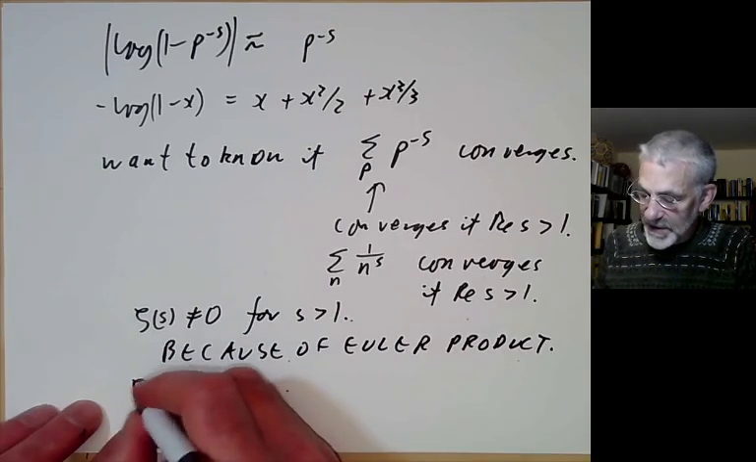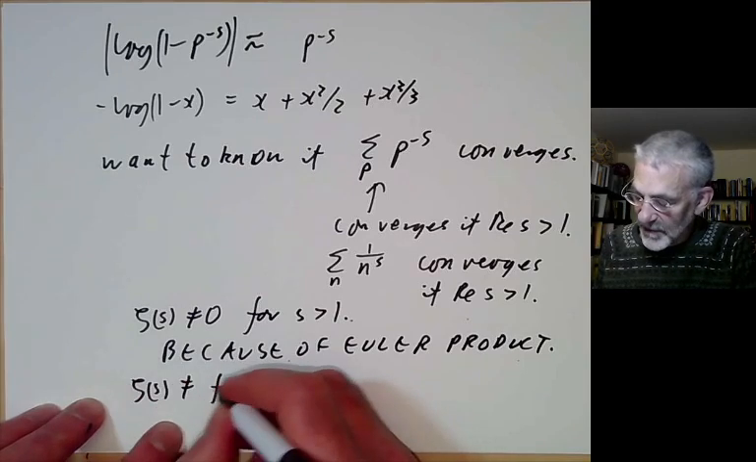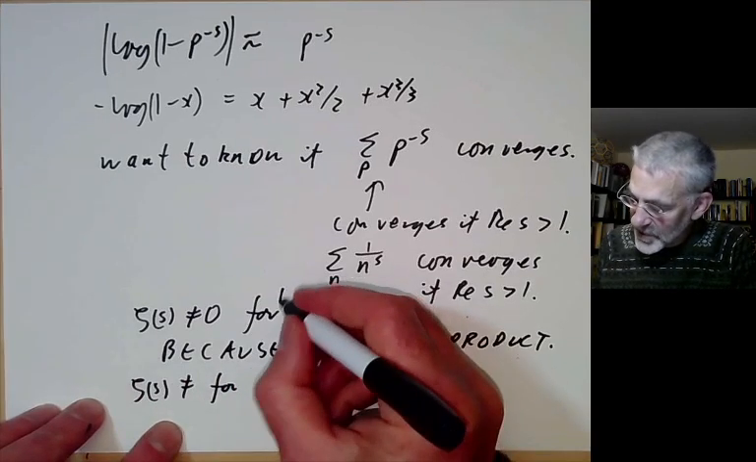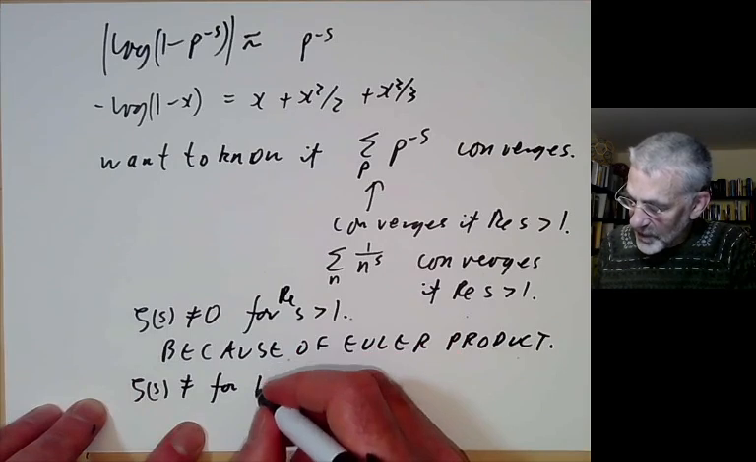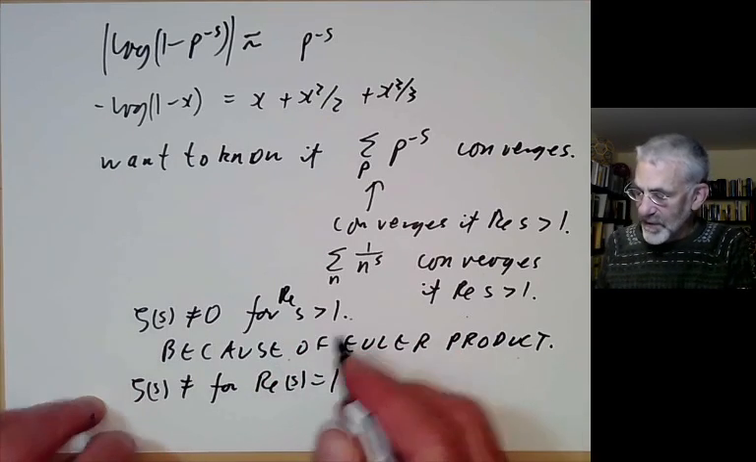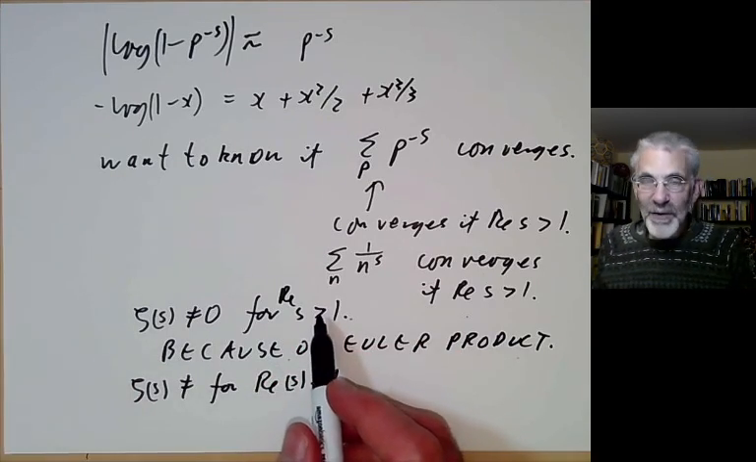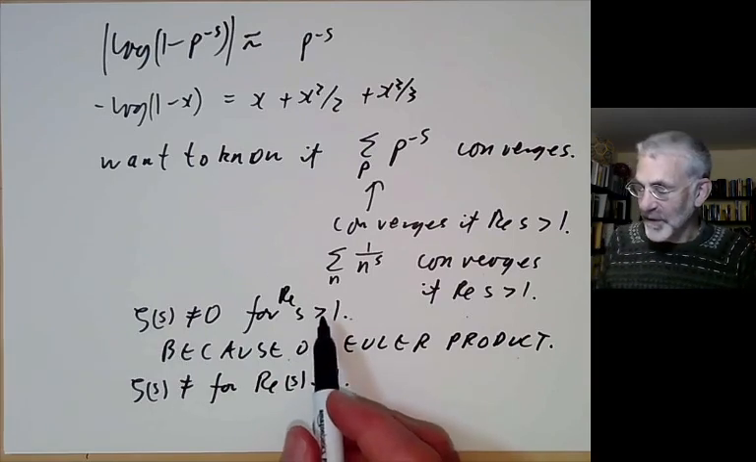And what we want is to know that zeta of s is non-zero for the real part of s greater than 1, for the real part of s equals 1. So you can see this is right on the boundary of the region where we can prove it's non-zero.